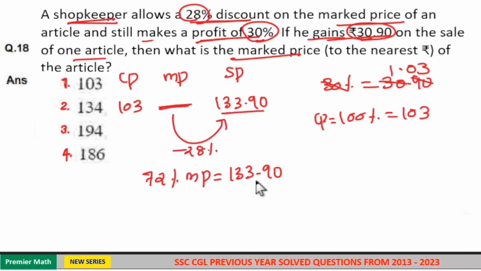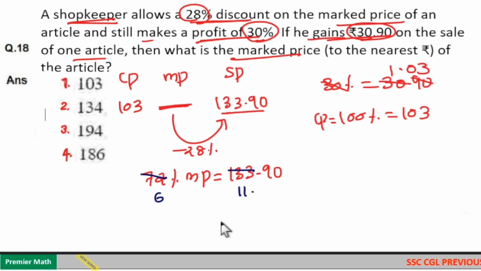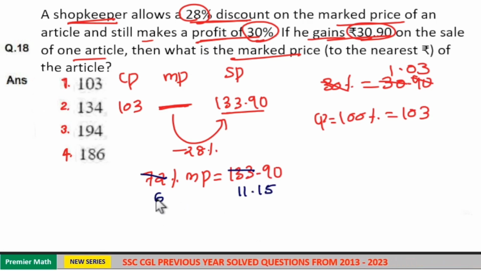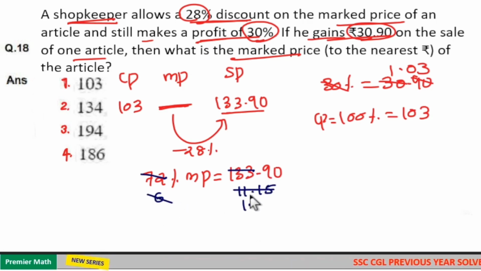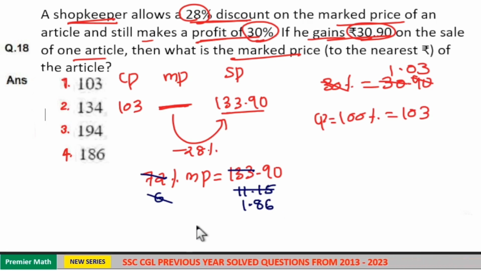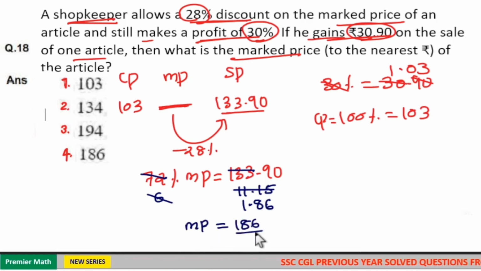So 72% of the mark price is 133.90. If you cancel it with 12, 12 goes 6 times in 72, 12 goes 11 times in 133, remaining 1, 12 goes 1 time in 19, remaining 7, 12 goes 5 times in. So here 6 goes 1 time in 11, remaining 5, 6 goes 8 times in 48, remaining 3, 6 goes around 6 times. So 1% is equal to 1.86, which means 100% is the mark price. So mark price is equal to 186 rupees. Option 4 is your answer.